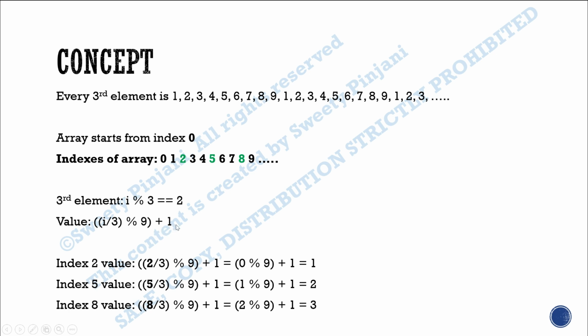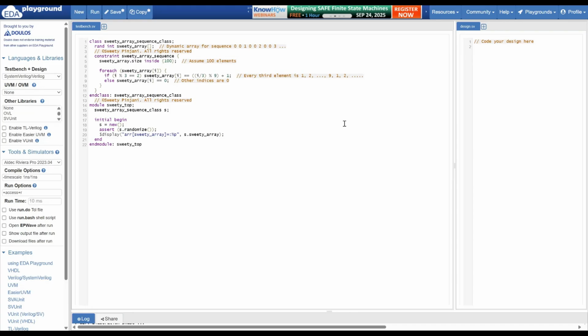Now let's see the code for this. This is the code of the sequence which we were talking about. The sequence was 001, 002, 003 and so on till 009 we will go. Again we will repeat 001, 002, 003 and so on. So I have taken a random integer. It is an integer type of array and it's a dynamic array.